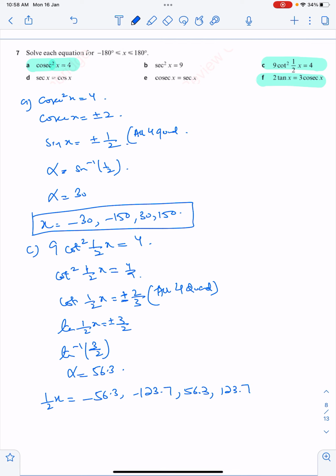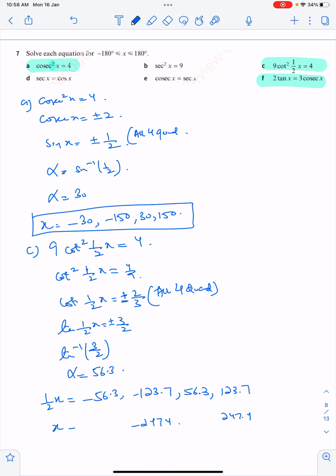Now these are the answers for half of x. So in order to get the answers for x, you have to multiply all these answers by 2. So it's going to become negative 247.4 here, positive 247.4 here. If I multiply 56.3 by 2, it is 112.6, so negative 112.6 and positive 112.6. These are the answers for question number 7, the C part.